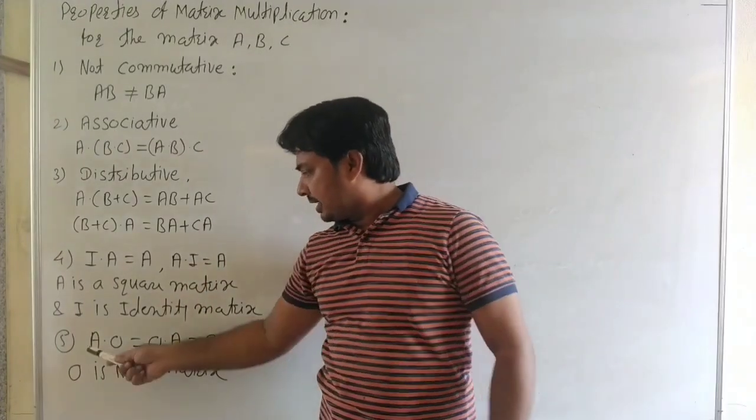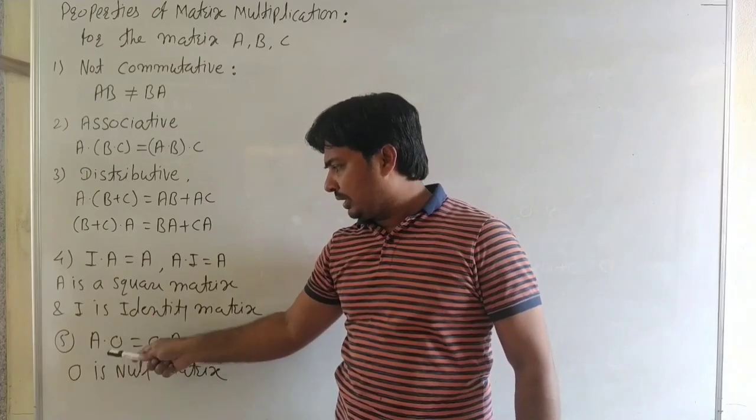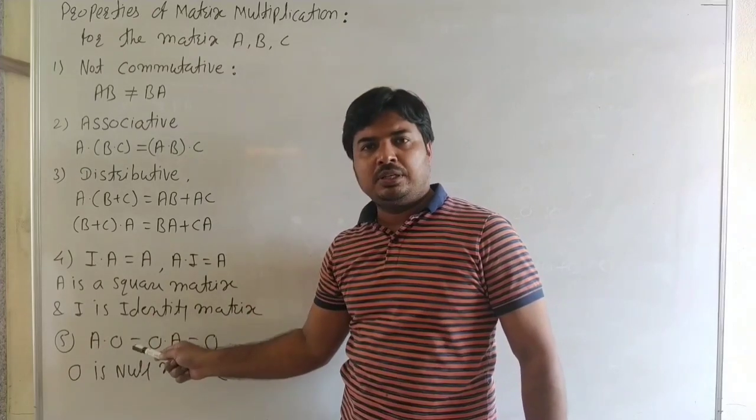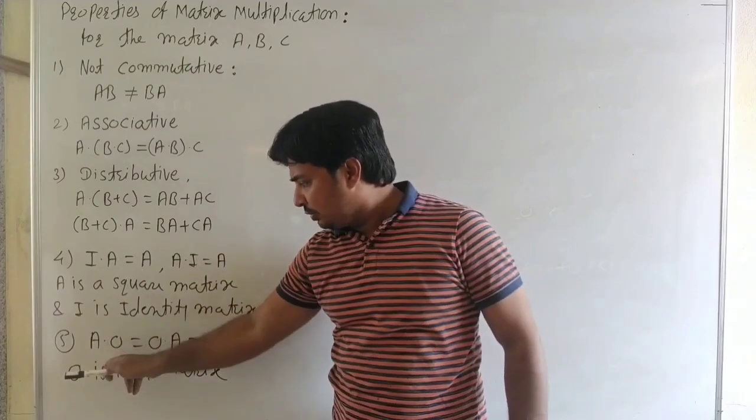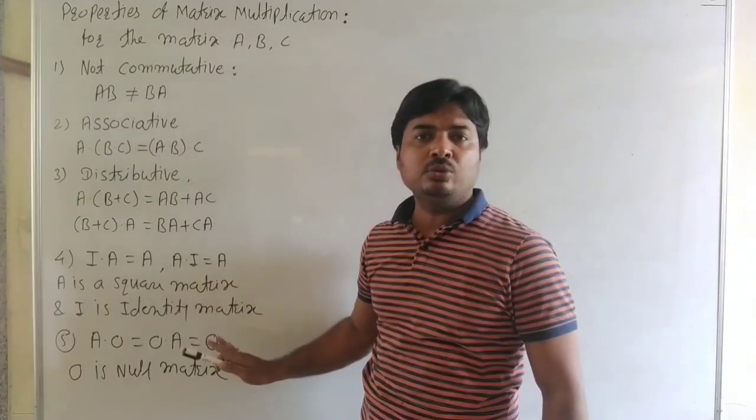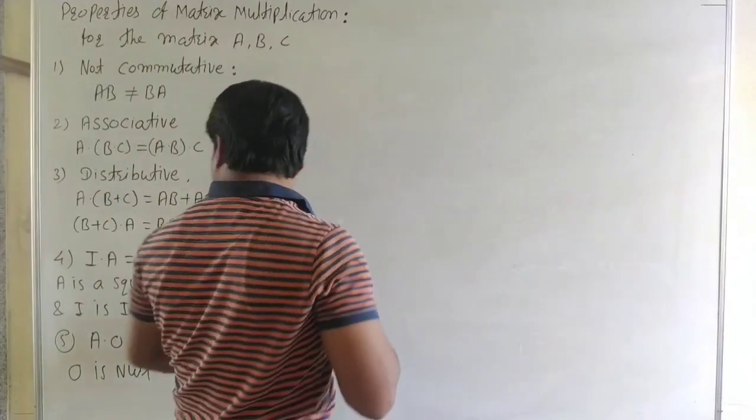Here A into 0, it is a 0 matrix. That means all elements in the matrix are 0. Then when we take multiplication, it is 0. A into 0 is equal to 0, or 0 into A is equal to 0. Okay, that is the fifth property.